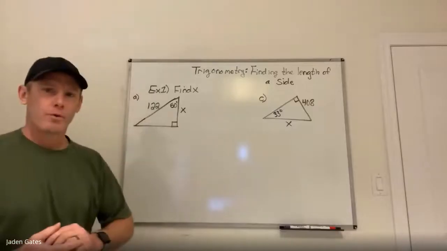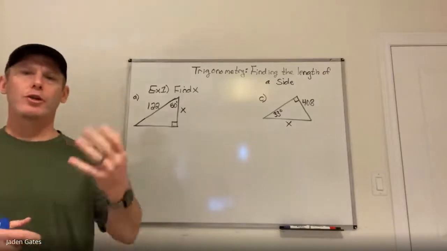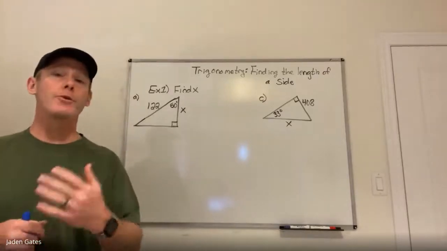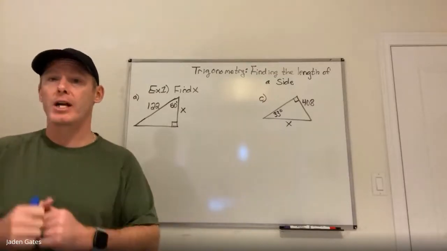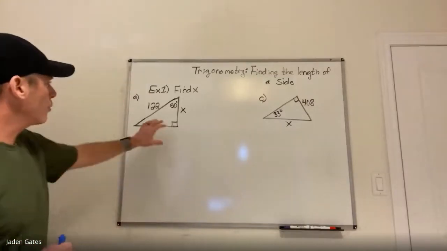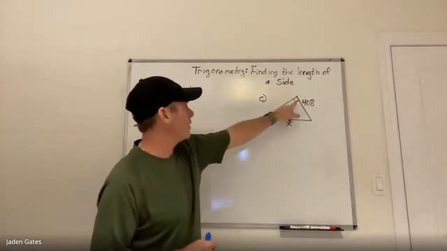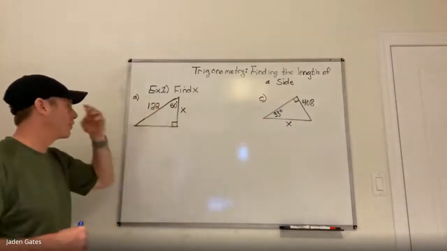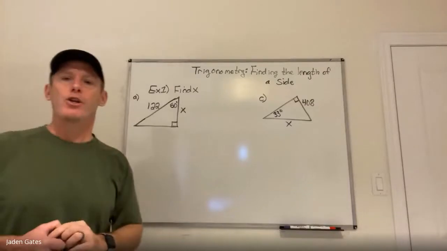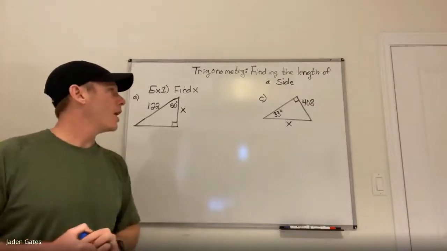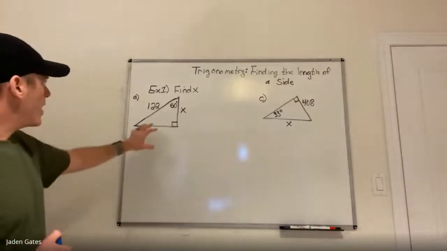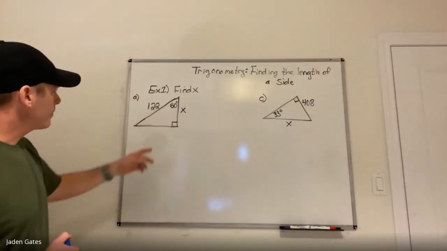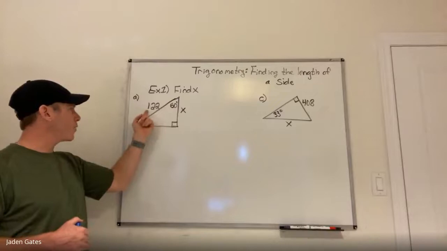All right, so like I said before, when we just looked at our trig ratios, trigonometry is the study of the angles, the relationship between the angles and the sides of a triangle. So again, we're looking at specifically right triangles, which means we have a 90-degree angle here. And what we're going to look at is using trigonometry to find the length of a side of one of these triangles.